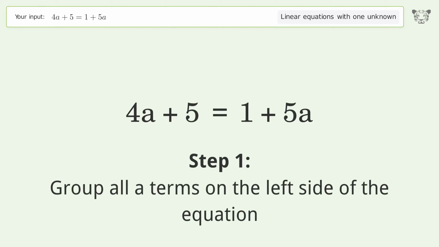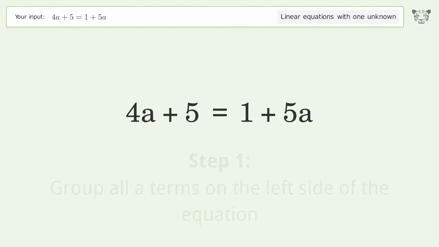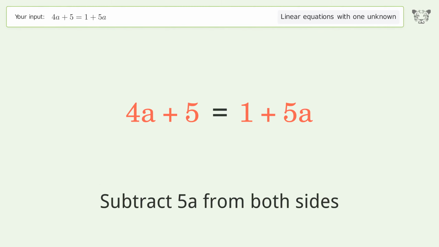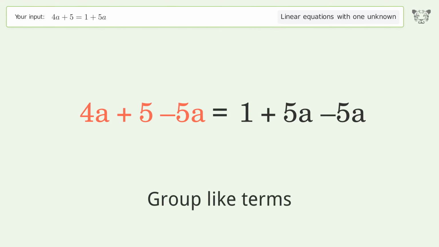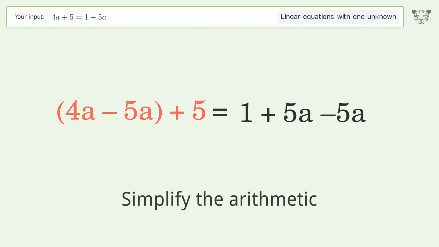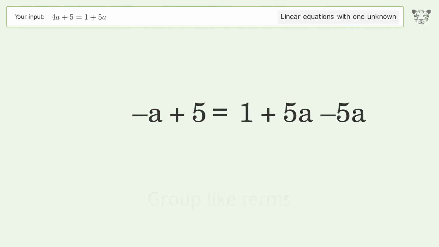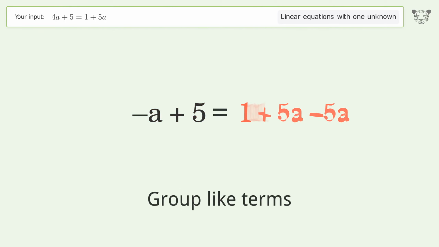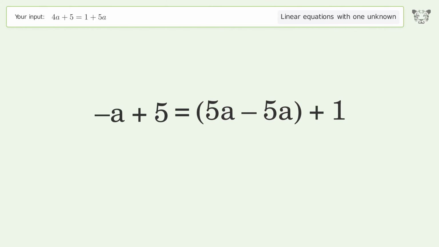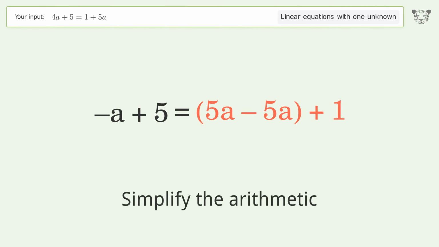Group all 8 terms on the left side of the equation. Subtract 5a from both sides. Group like terms. Simplify the arithmetic. Group like terms. Simplify the arithmetic.